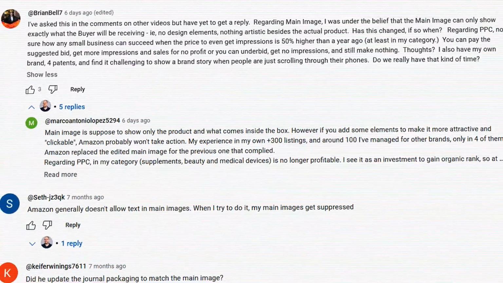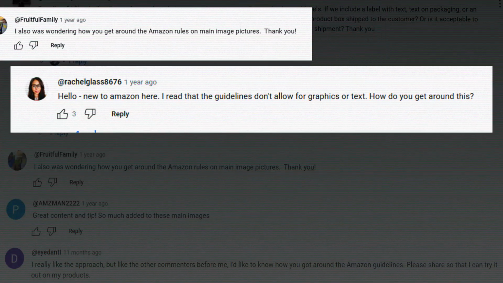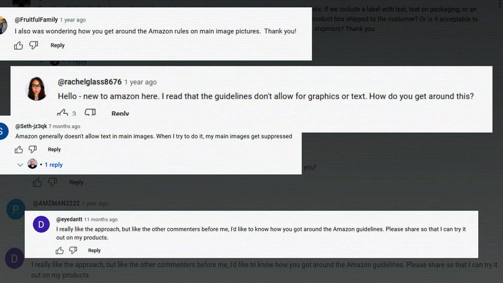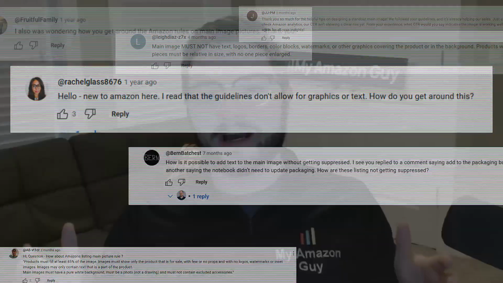One of our most frequently asked questions: I read the guidelines don't allow for graphics or text. This is against Amazon guidelines. Amazon generally doesn't allow text in main images. How are these listings not getting suppressed? Is this possible? How do you get around this? What can you actually do with a main image on Amazon?